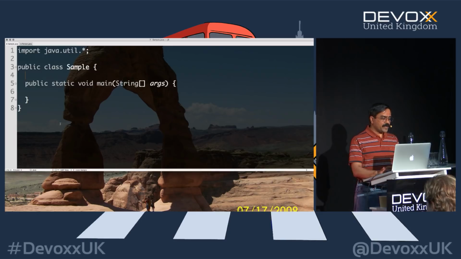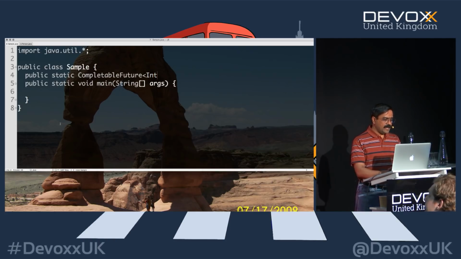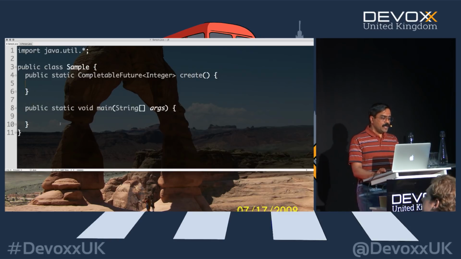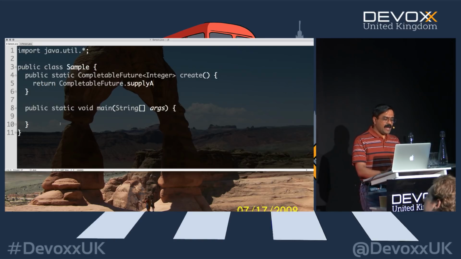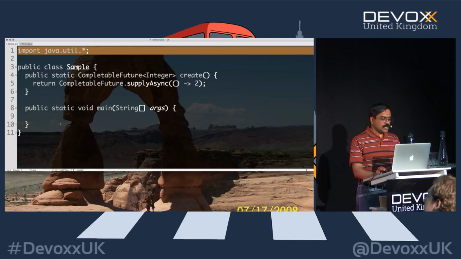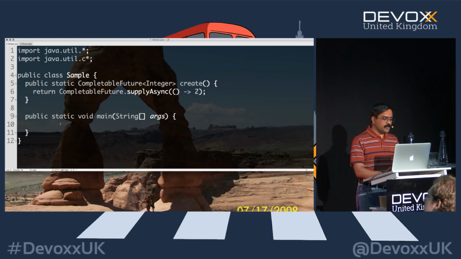So I'm going to say over here, a public, let's say, a static, we'll call this a CompletableFuture. So this is going to take an integer value. We'll call it create. And what does this method really do? It's going to simply say return CompletableFuture.supplyAsync, and let's simply return a value of 2. We'll keep it extremely simple again. So this is going to be just returning a value of 2 from this particular example. So this is basically returning a CompletableFuture.